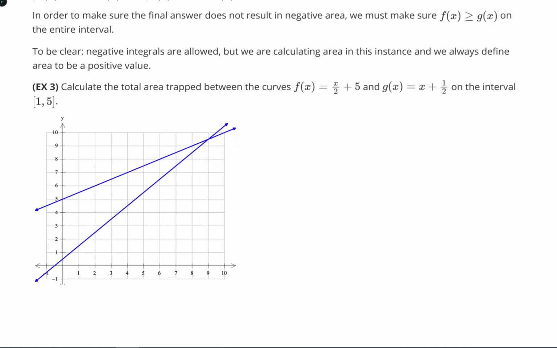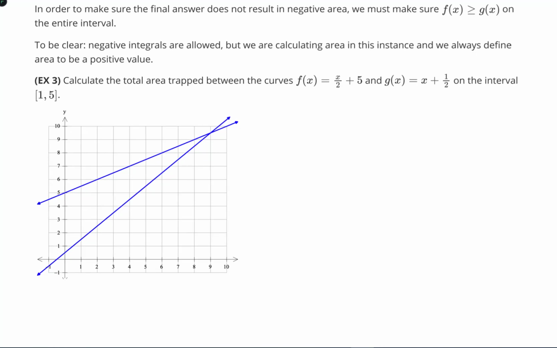So this next question says, calculate the total area trapped between the curves f of x equals x over 2 plus 5 and g of x equals x plus 1/2 on the interval from 1 to 5. Okay, so in order to work this through, I've already gotten us started by graphing these functions, and to help us know which one's which, it's pretty straightforward. They're both linear. F of x has a y-intercept of positive 5, so that's going to be this curve right here. And then g of x has a y-intercept of 1/2, so that's clearly going to be this function right here.